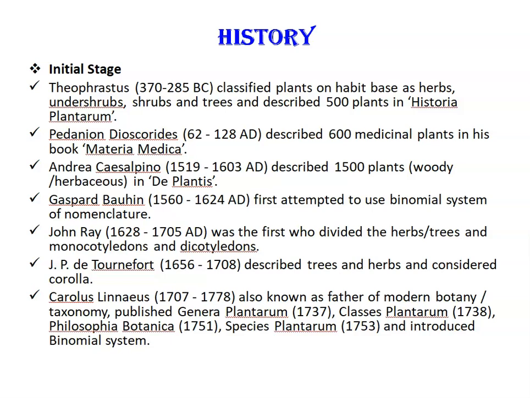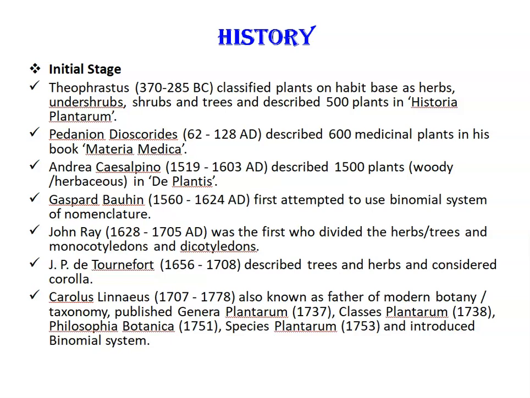He published Inquiry into Plants. He classified plants on habit basis as herbs, undershrubs, shrubs, and trees. He gave the name and description to 500 plants in his book Historia Plantarum, and this was the oldest botanical work in existence. He pointed out the differences between dicots and monocots also.